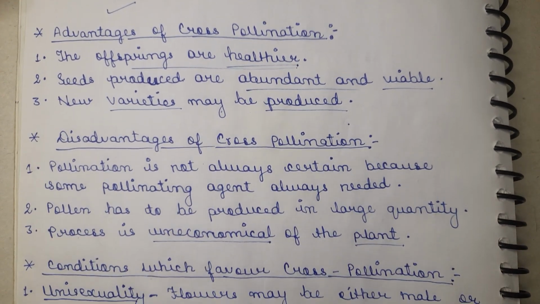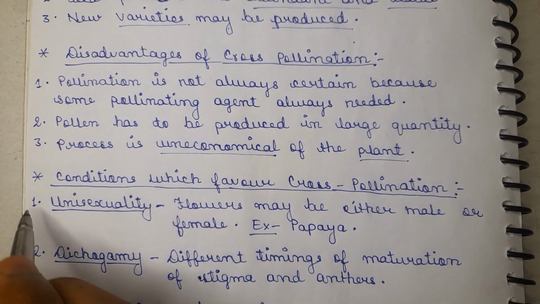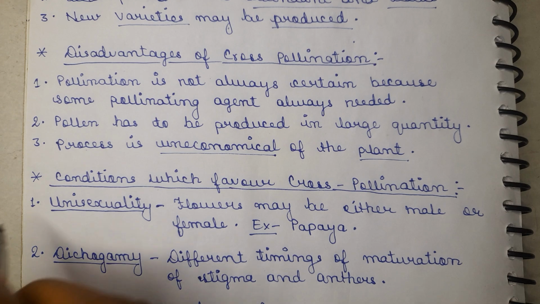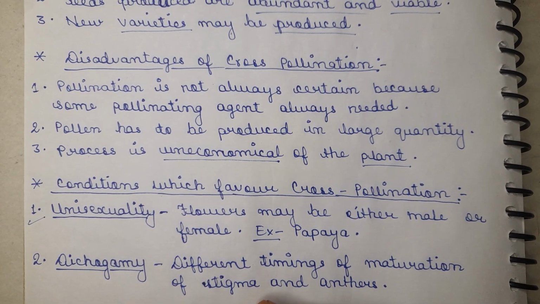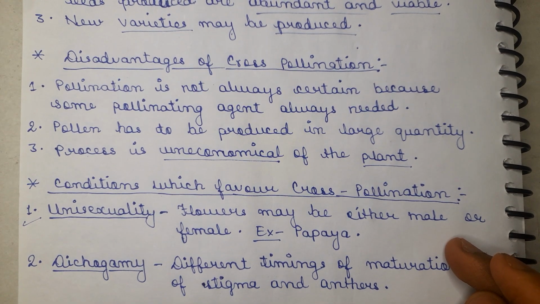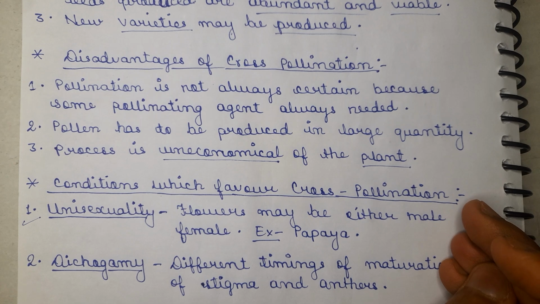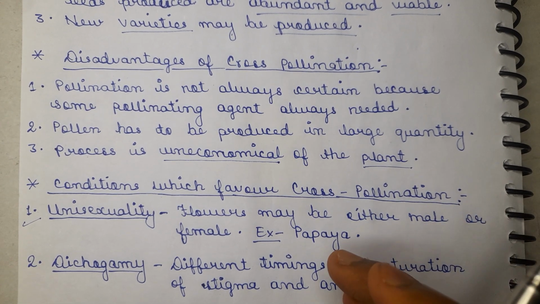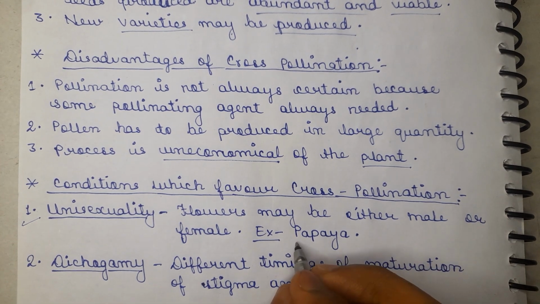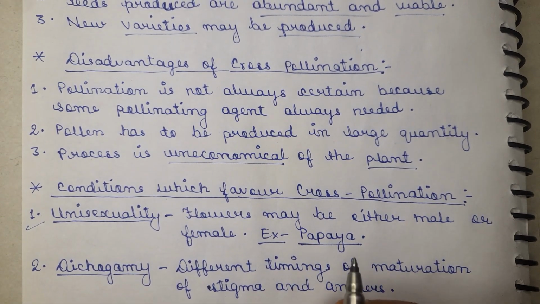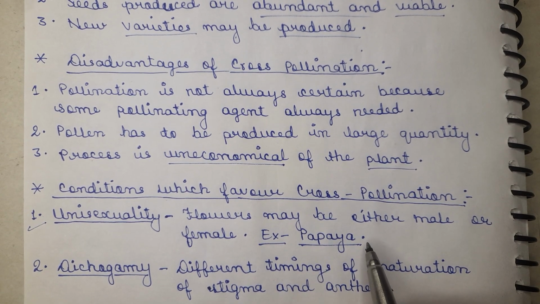Now the conditions which favor cross pollination: there are 4 points, and in this video we are going to look at 2 points only. The first one is unisexuality. In many flowers there may be either the male or the female part only, and they may be borne on separate plants. In this way cross pollination is the only possibility. For example, in the papaya tree, usually there are separate male and female trees.